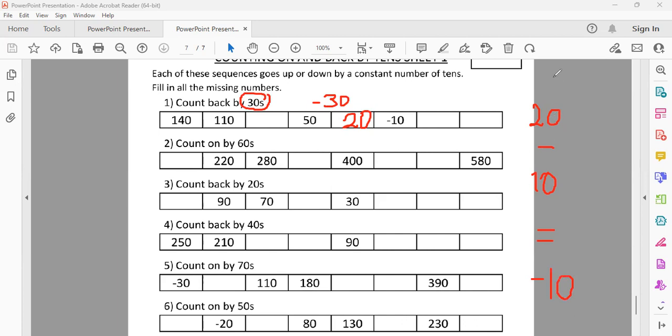Oh, sorry, 20 minus 30. Your pattern is minus 30, so press minus 30, then equals, and minus 10 will come out on your calculator. Do the same thing, minus 30 from minus 10, and you will reach minus 40. If you want, you can do this as an extension using your calculator. But if not, it's all right.